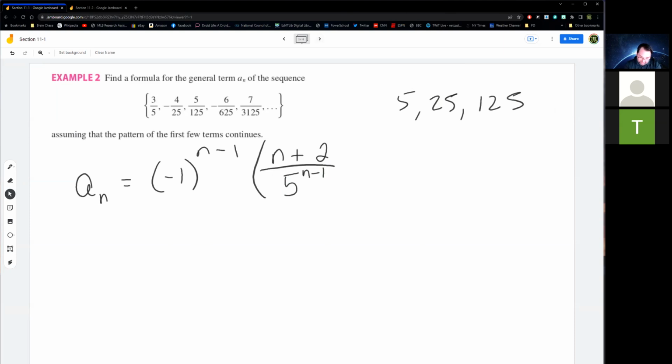Actually, no, I don't even need to do the n minus 1. Just 5 to the n for this one, because the first term will be 1. So 5 to the n: 5 to the first will give you 5, 5 to the second will give you 25, 5 to the third will give you 125, and so on and so forth. So if they give you a set like this and you're trying to come up with the equation, you're just looking at the pieces to come up with the equation.